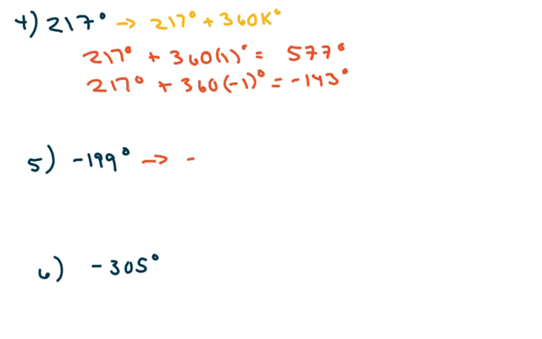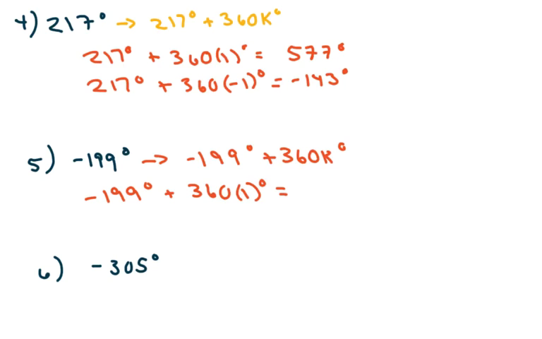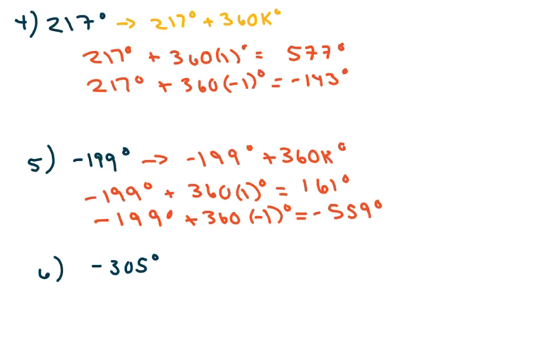And again, negative 199 degrees plus 360k degrees. And then it's the same step. It's not that hard. It's easier with the calculator. So that's going to be 161 degrees. And then we have plus 360, so a negative rotation here. And that equals negative 559 degrees.